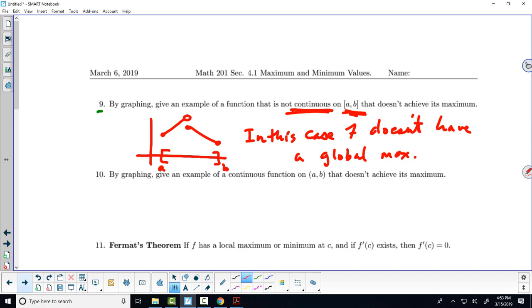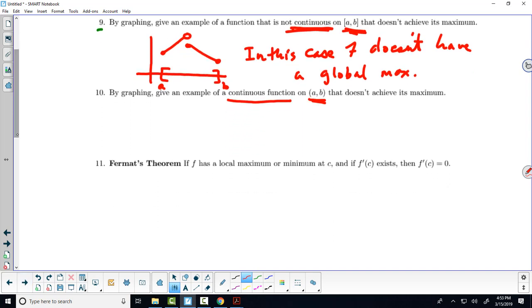Number 10 asks us to go ahead and look at the second condition. It says go ahead and find a function that is continuous, but only on an open interval, that doesn't achieve its maximum. Okay. So we already looked at one example. That was this parabola right here. Remember this one from the previous page? That it's continuous on the interval from A to B. Let me go ahead and make that a little bit easier to see. So we had, it's defined from A to B, but not at the endpoints necessarily.